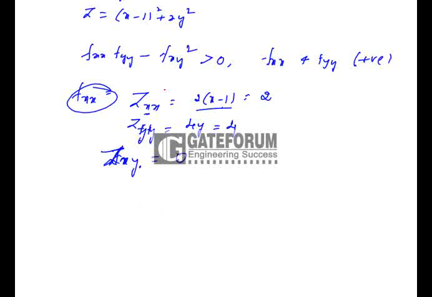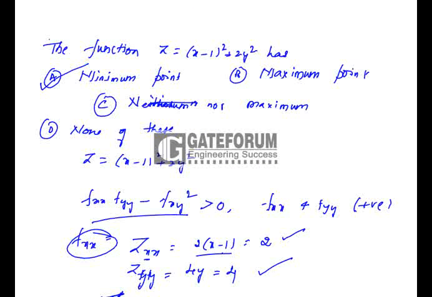Now let us substitute: zxx into zyy minus zxy square is 2 into 4 minus 0, which is always greater than 0, and also zxx and zyy are positive. So this function will attain a minimum value.